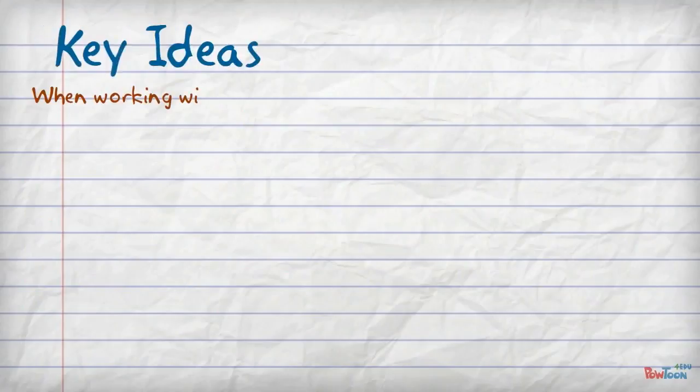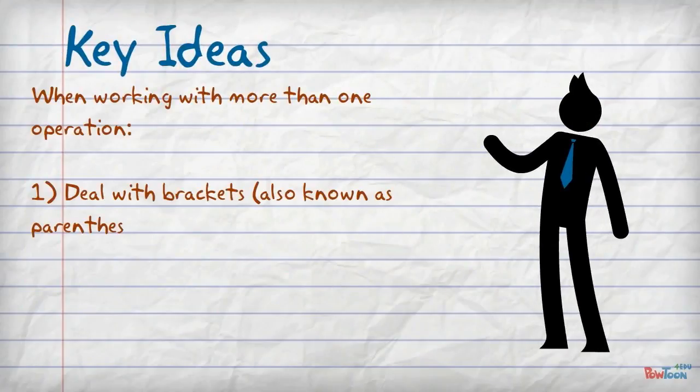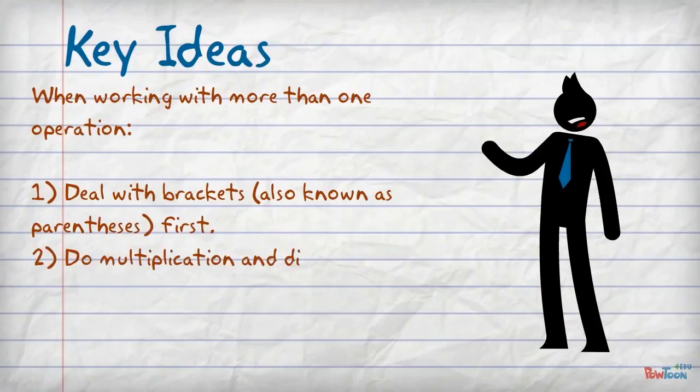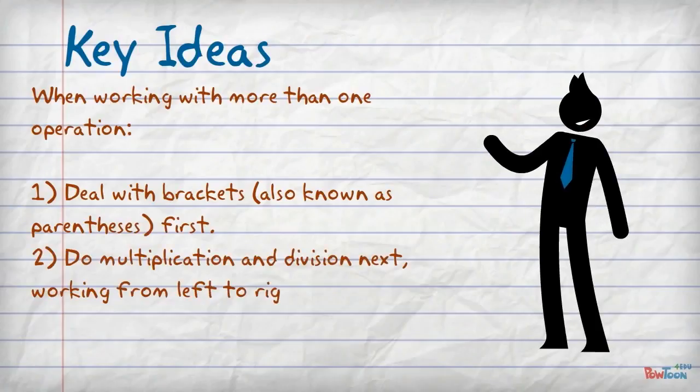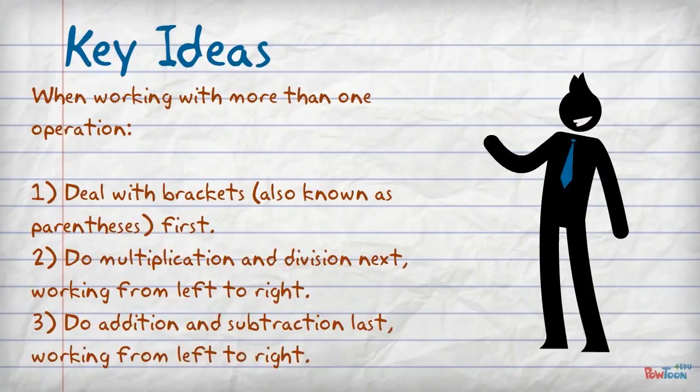When working with more than one operation, 1. Deal with brackets, also known as parentheses, first. 2. Do multiplication and division next, working from left to right. And 3. Do addition and subtraction last, working from left to right.